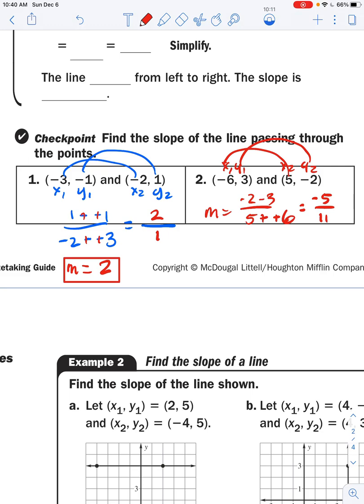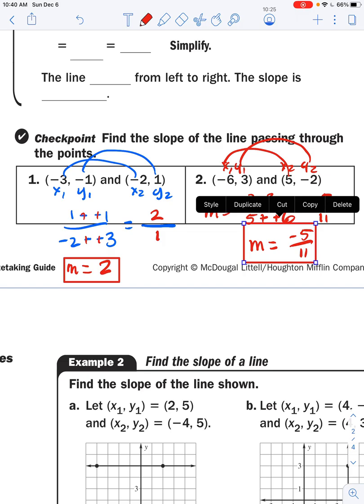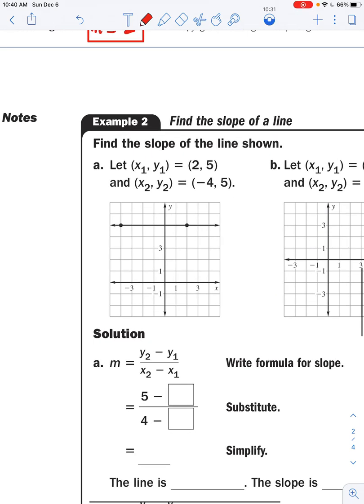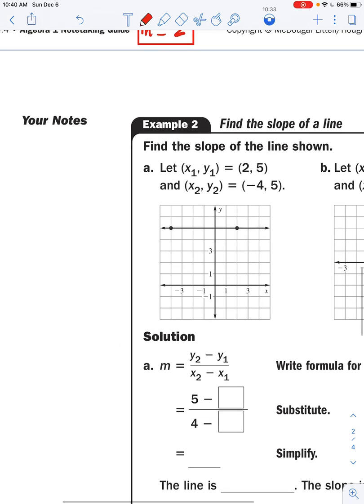It just means that if I were graphing this one, I would start at my first point. I would have to go down 5 and then over 11 to get to the other point. They're not always going to be pretty numbers like 2s and 3s. Sometimes you have to go farther to get to those points. Okay, now there's a couple weird exceptions, so let's look at those before we call it a day.